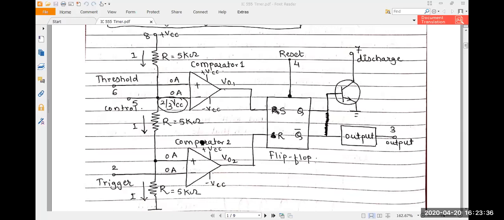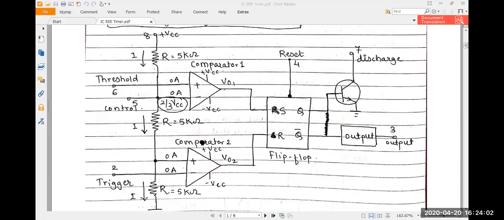The output of comparator 1 is given to the set pin of the SR flip-flop, and the output of comparator 2 is given to the reset pin of the SR flip-flop. Now I hope in digital electronics we have learned about SR flip-flop. It's just that we are using this SR flip-flop in this particular timer IC.